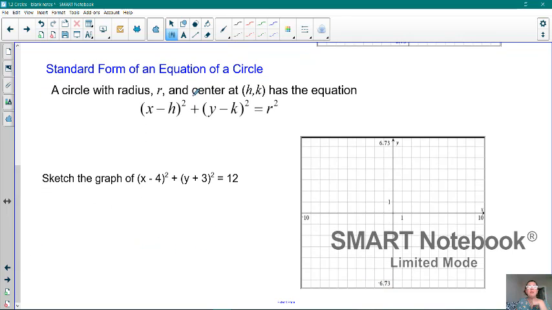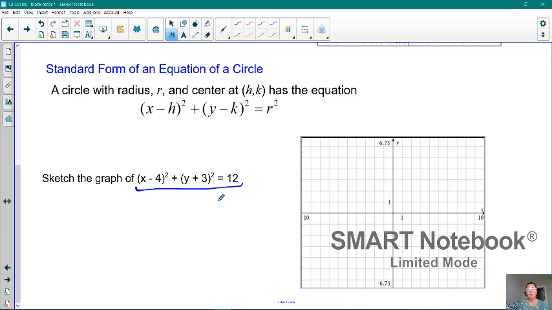Standard form for an equation of a circle is if your circle has a radius r and the center is at h, k, you're going to be seeing a lot of that, so get used to that h, k. Then the equation is x minus h, quantity squared, plus y minus k, quantity squared, is equal to r squared.